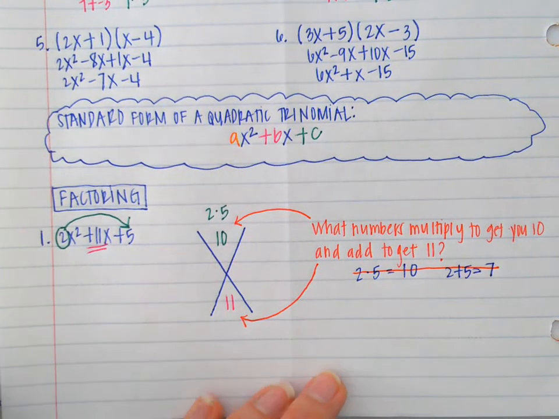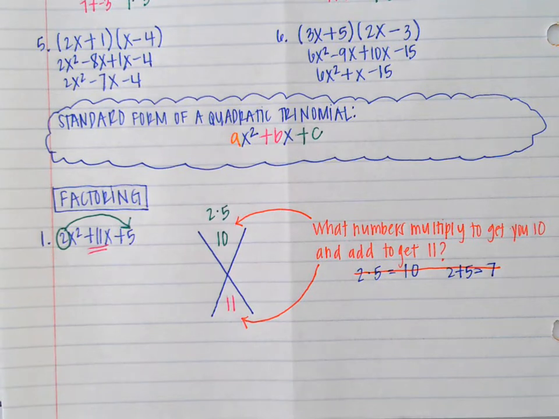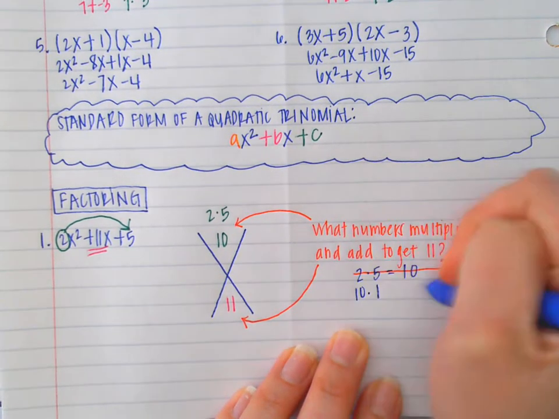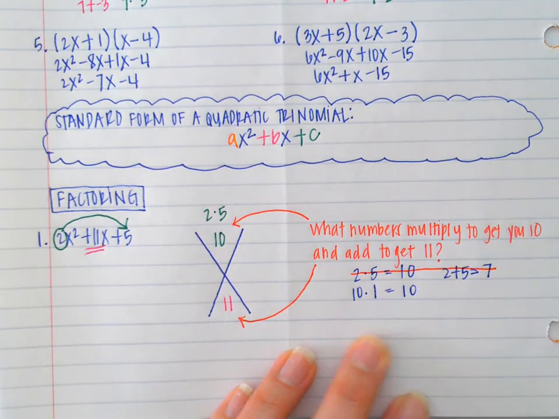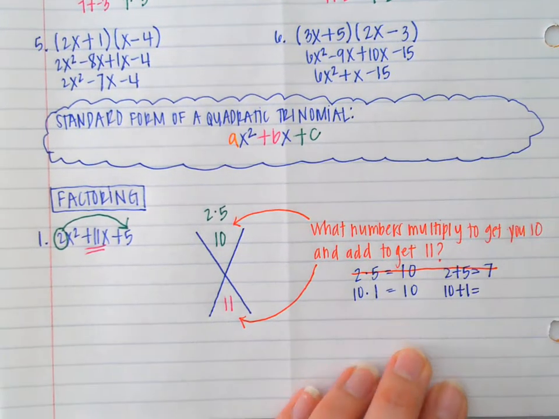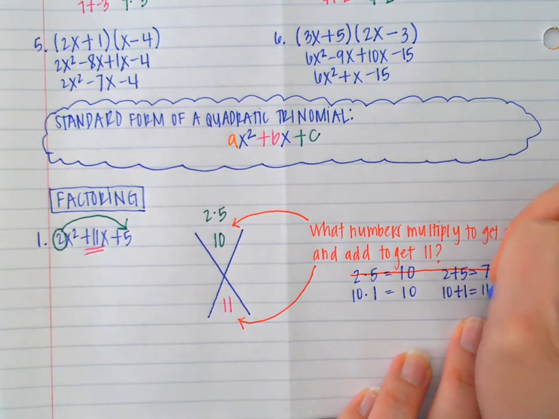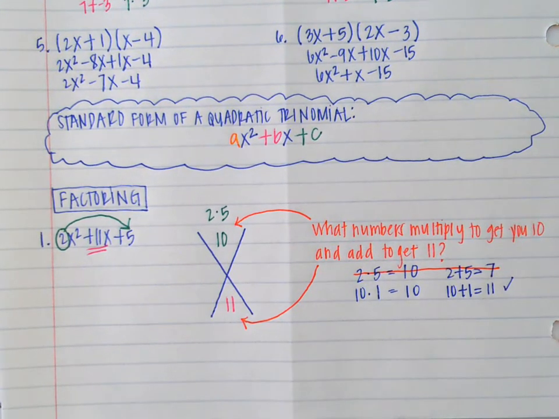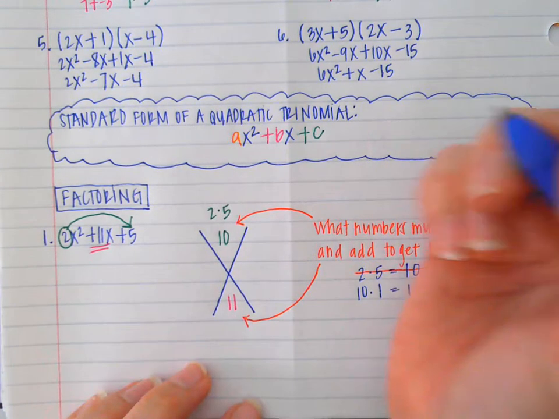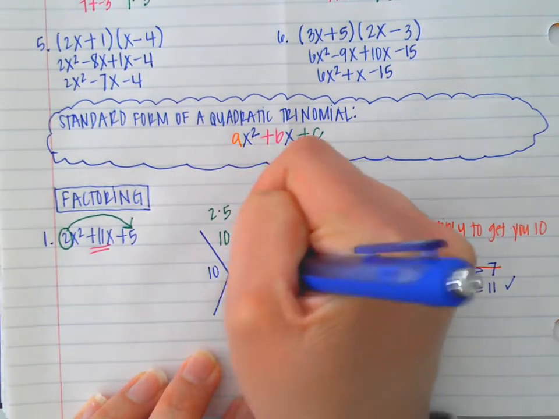Well, what other two numbers multiply together to get me 10? Well, 10 times 1 gets me 10. And then, what about 10 plus 1? Well, that gets me 11. That's great. That's what we wanted. And so where those two numbers, 10 and 1, are going to go is right here. So 10 and 1.